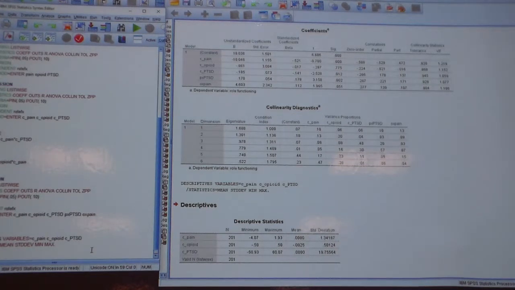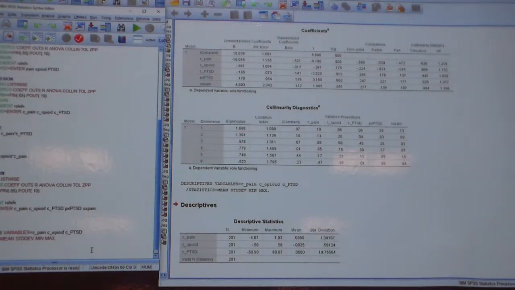Moderator's pain, right? And so what I want to do is model the relation between PTSD and functioning at high and low levels of my moderator. So I'm going to create a new variable, and I'm going to call this low pain, okay? And low pain is going to equal my centered pain variable plus a standard deviation, 1.3417.